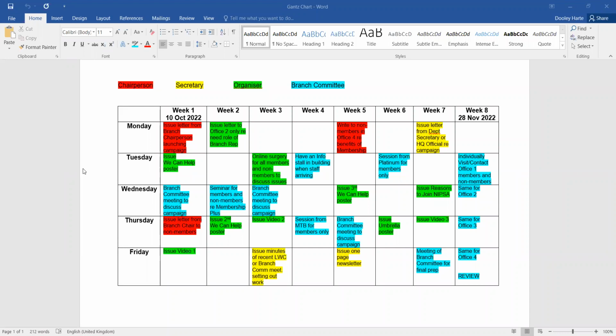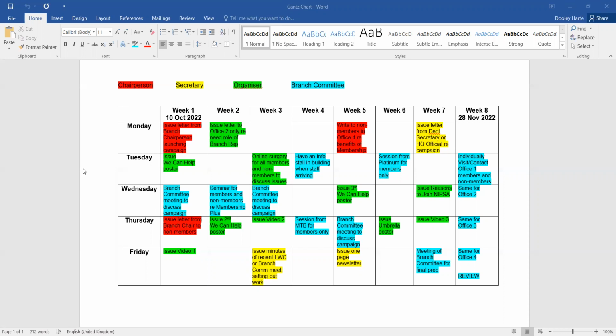Then at the start of week 7, issue a letter from, say, the departmental secretary or the headquarters official about the campaign and the importance of the campaign, encouraging members. Members will be contacted in the next week or two, and members can ask questions and raise issues. So just a piece of correspondence being issued from somebody else, just to break things up.